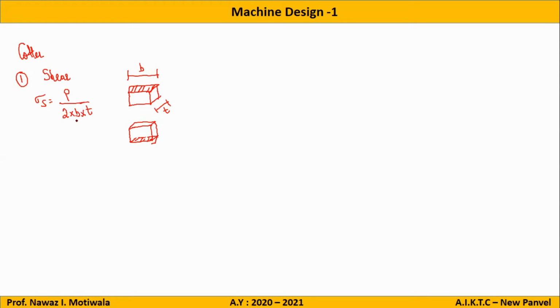Now see here, B into T is area of rectangle multiplied by 2, because there are two shearing surfaces, one at top and one at bottom. While coming out, it will rub two surfaces. Okay, now, so sigma S value we know. So what is sigma S value? In previous slide we have seen. What is sigma S? 50 Newton per mm square. Okay, 50 is equal to, and what is the load? 50 into 10 raised to 3, that means 50 kilonewton, divided by 2 into B into T.